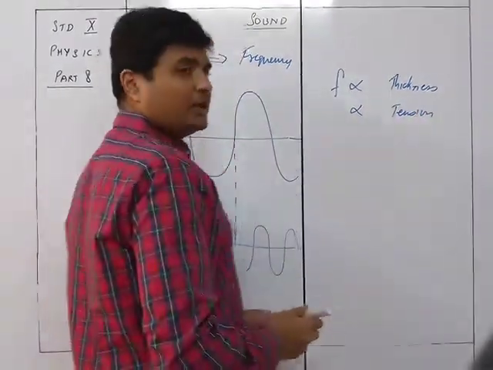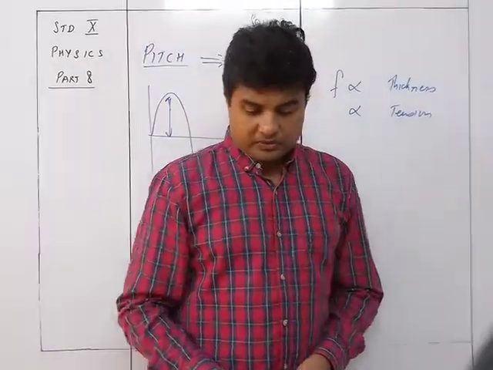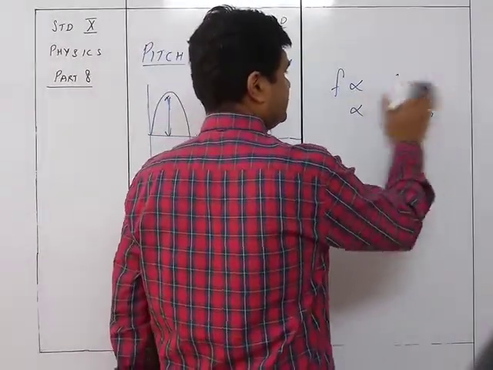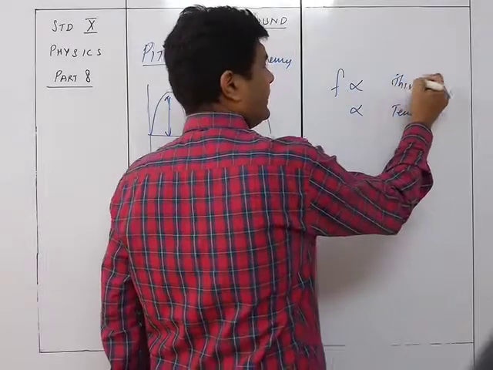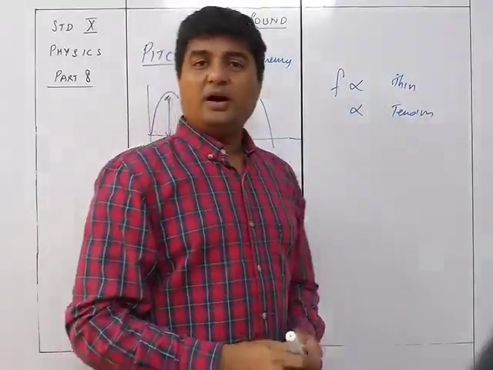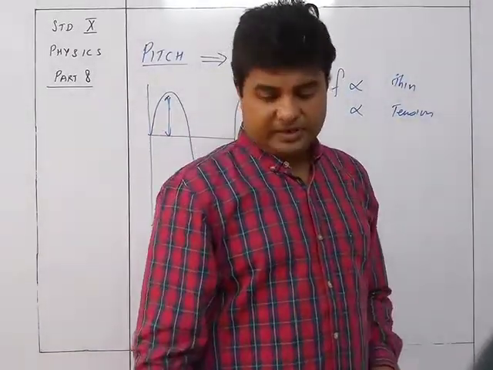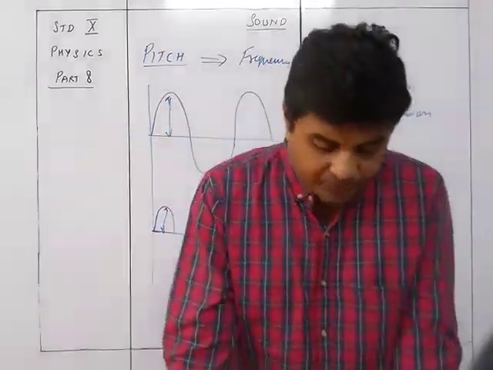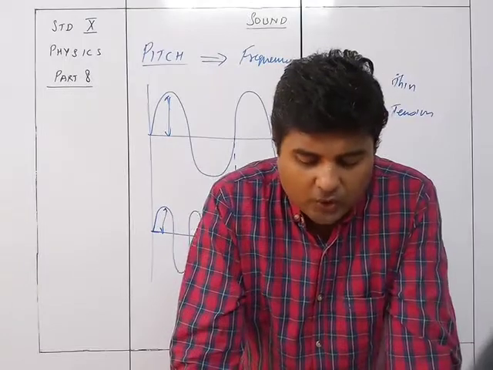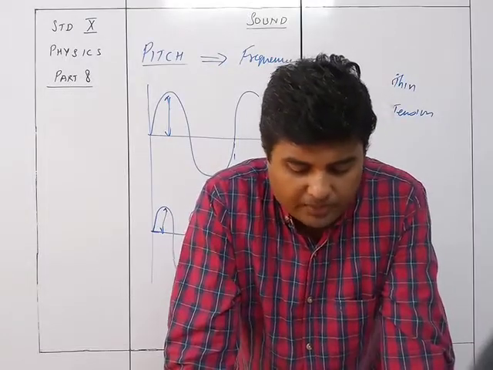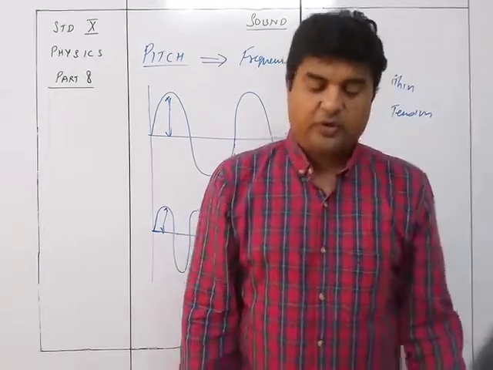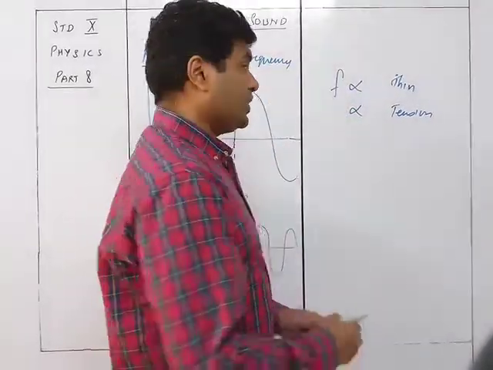So the more the thickness, that is, inversely proportional to thinness. The thinner the wire, the higher the frequency, or the higher the tension, the higher the frequency. In the case of a flute, a lower note is obtained by closing more holes, so the length of the vibrating air column increases. So frequency also depends upon the length of the air column.